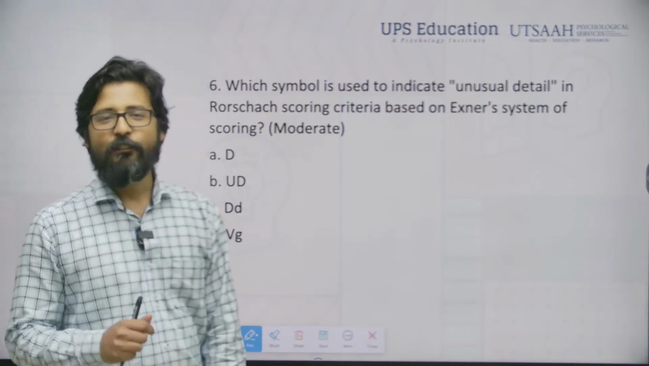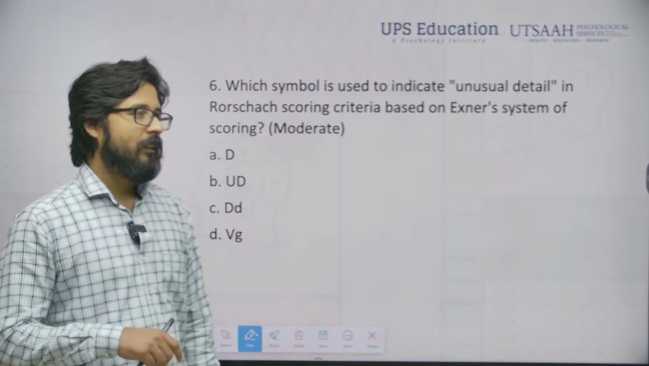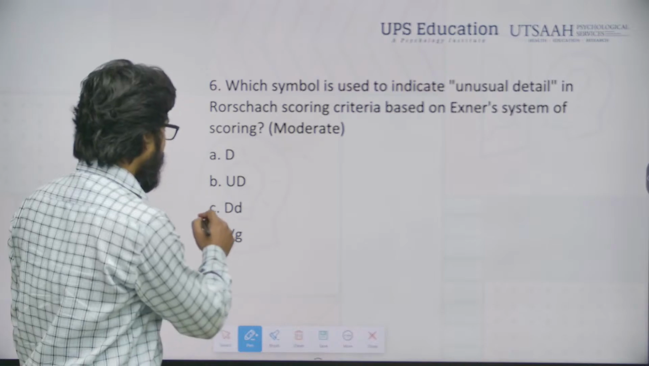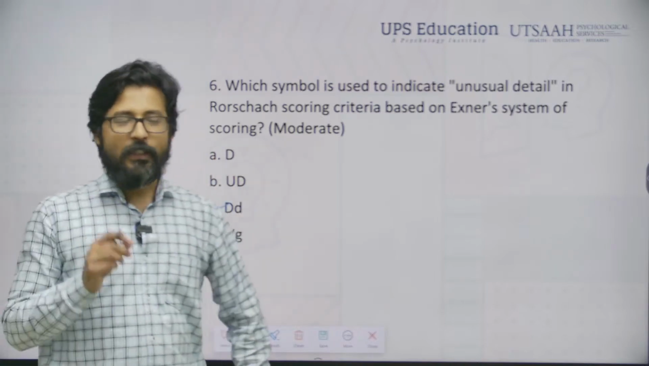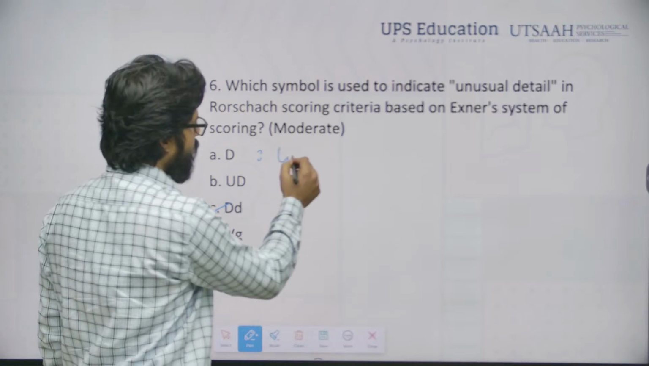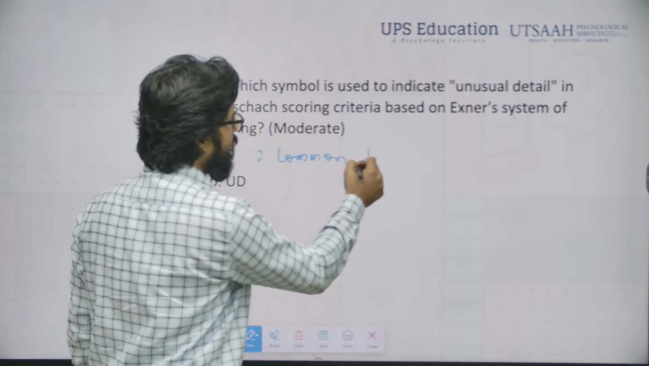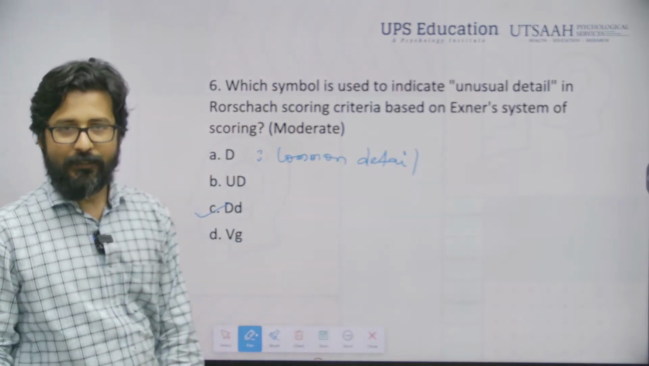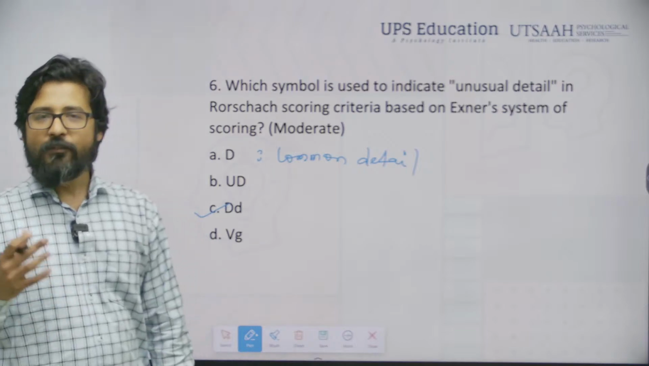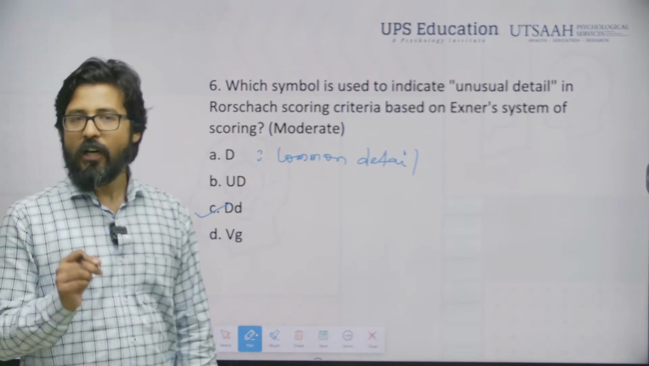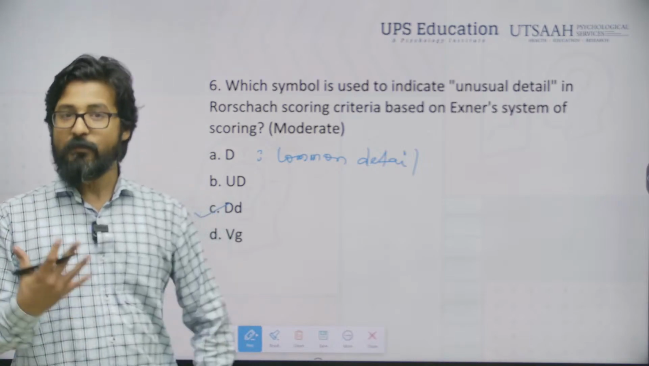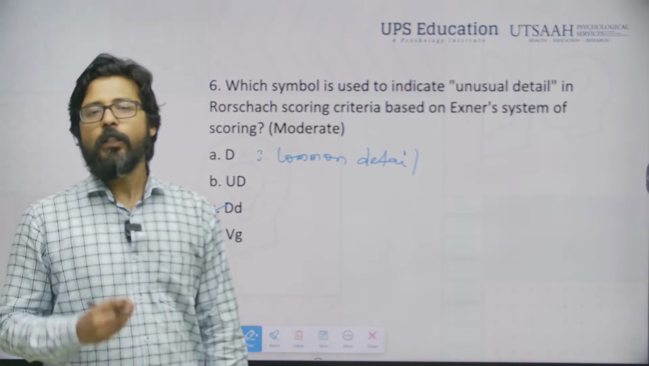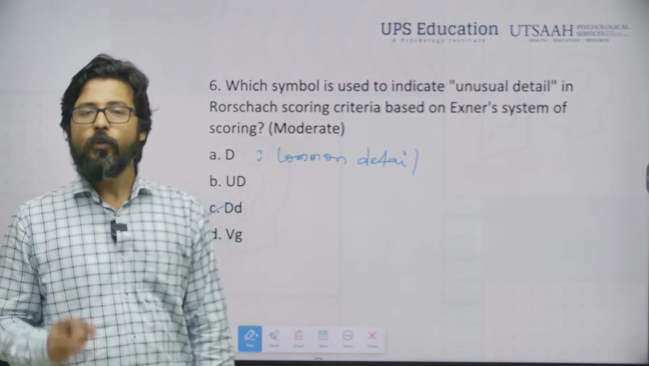The correct answer, as you are mentioning, is C, DD. This is the correct response. Now what is D? D is connected to common detail. I'm talking about this according to Exner criteria. The Exner comprehensive system for scoring the Rorschach inkblot test is one of the popular systems that we have. There are so many systems, but Exner is one of the popular ones. According to Exner, DD is connected to unusual detail.